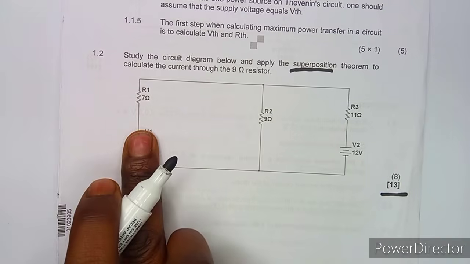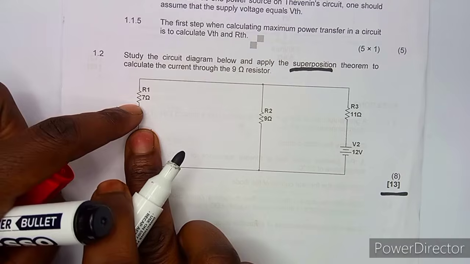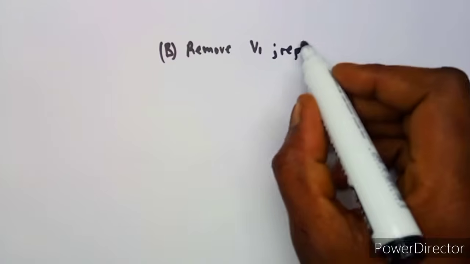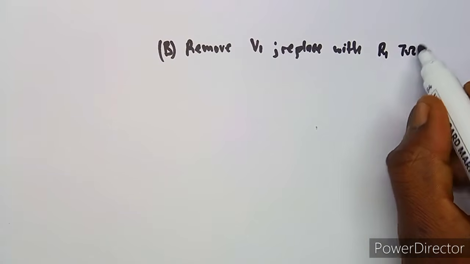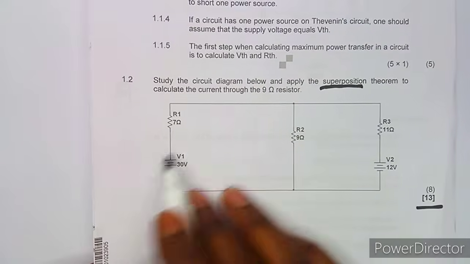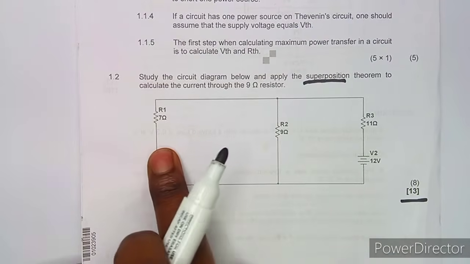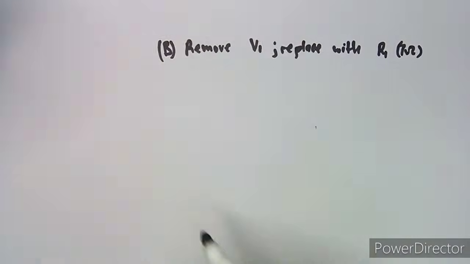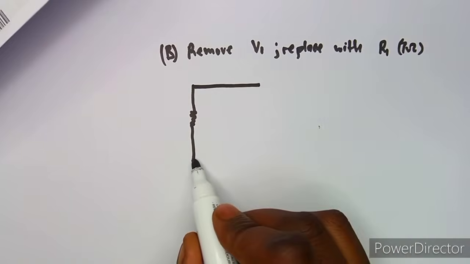As you can see, if we remove this V1, there is an internal resistor, this one. So you're going to replace it with the internal resistor, which is R1, which is 7 ohms. So take note, guys, about this. You have removed this voltage source, which means it is no longer part of our question. We are no longer having this. So the diagram is going to be like this this time.